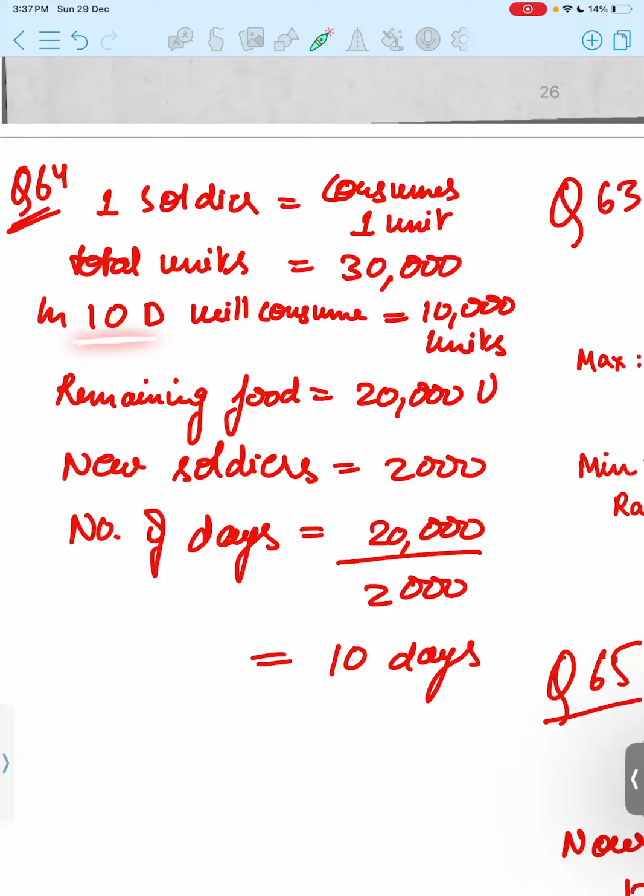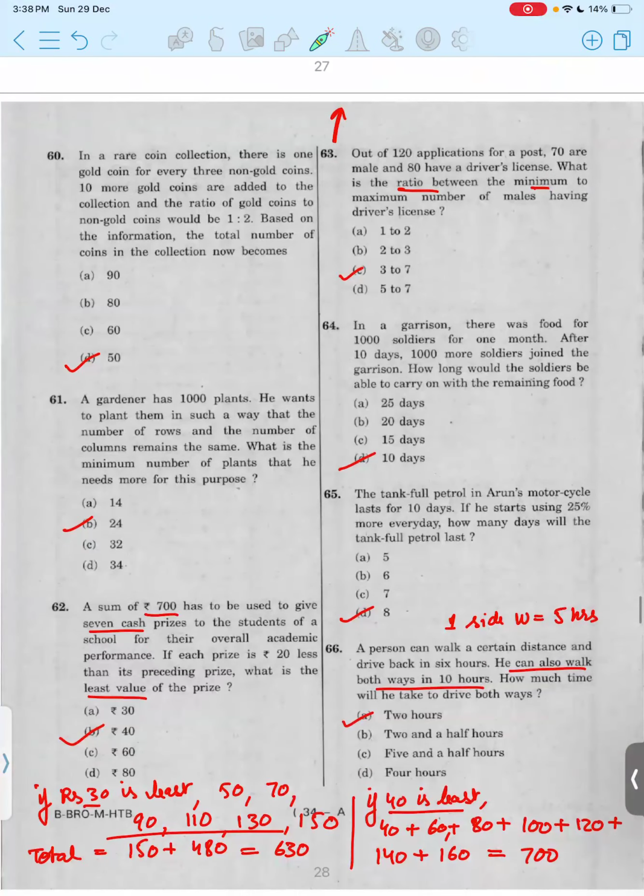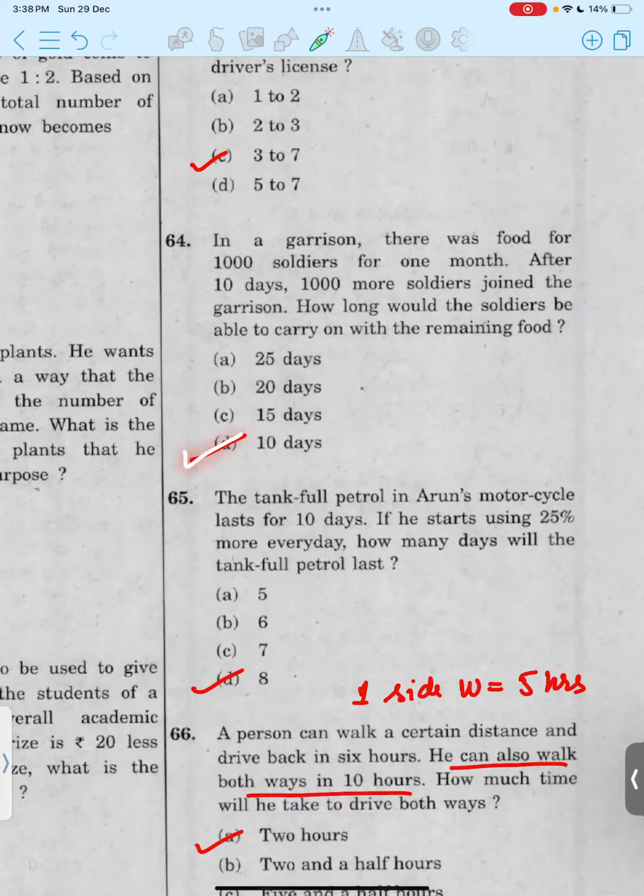Now, after 10 days, 1000 more soldiers are added. So in the first 10 days, when there are 1000 soldiers, 10,000 units would be consumed. Simply multiply 1000 with 10. Now we have 30,000 minus 10,000, so we are left with 20,000 units of food. Now we have 2,000 soldiers, and we have to calculate how long these 2,000 soldiers can survive on 20,000 food units. So we'll simply divide 20,000 by 2,000, and that would be 10 days they can survive for. So in total they can survive for 20 days, but that is not what is being asked. So 64 D is right.